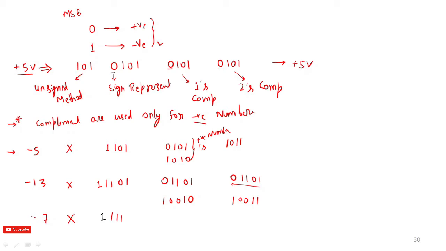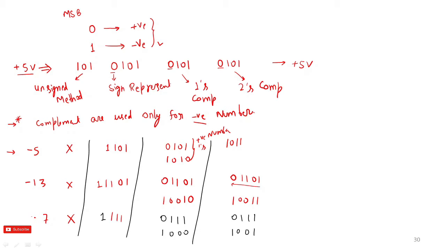Here, how to represent minus 7? First you have to write plus 7, then complement. Complement means 1 0 0 0. Here you have to write plus 7, then 2's complement, so 1 0 0 1. So you have written this in unsigned, signed, one's and 2's complement.